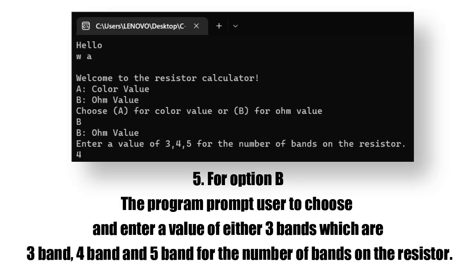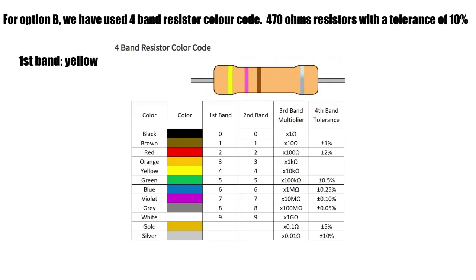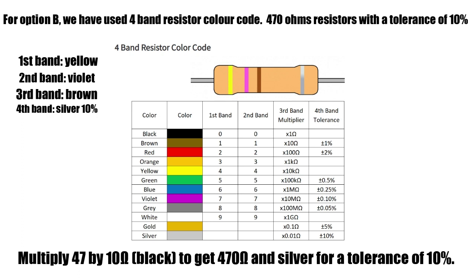For option B, the program prompts the user to choose and enter a value of either 3 bands, 4 bands, or 5 bands for the number of bands on the resistor. For a 470 ohm resistor with a tolerance of 10%, the first band would be the first digit 4, which is yellow, and the second band is the second digit 7, which is violet. The third band is the multiplier. The fourth band is the tolerance of 10%. We need to multiply 47 by 10 ohms to get 470 ohms.